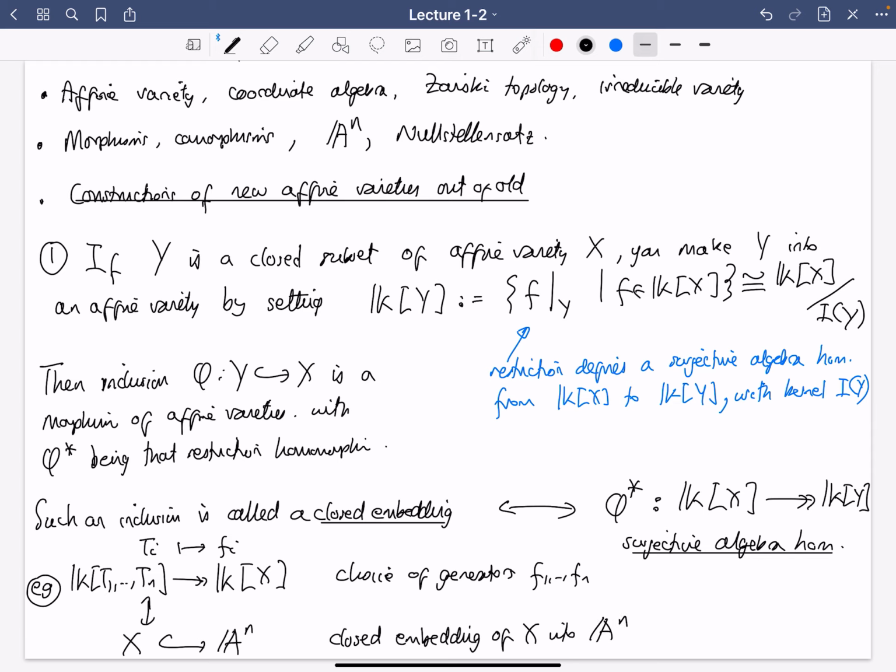Okay, so these are just the same kind of set of choices. Choosing an embedding of x into affine n space, a closed embedding, is exactly the same as choosing a system of n generators for the coordinate algebra of x. And this is very important because this choice gives a choice of coordinates for the points of x, coming from the natural coordinates in affine n space.